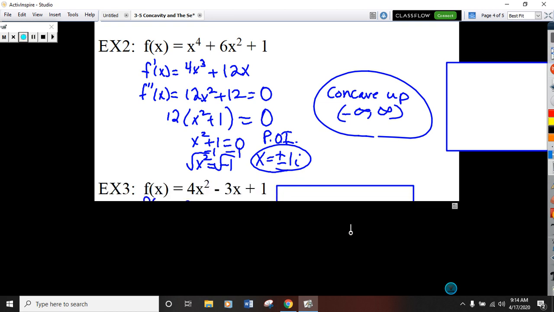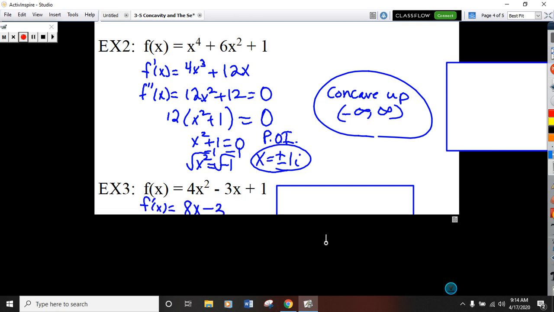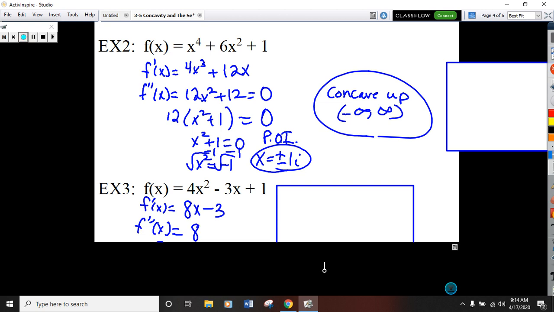Now on to the third example. So you're going to find the derivative. First derivative here, 8x minus 3. Second derivative is just 8. So this is another unique one.